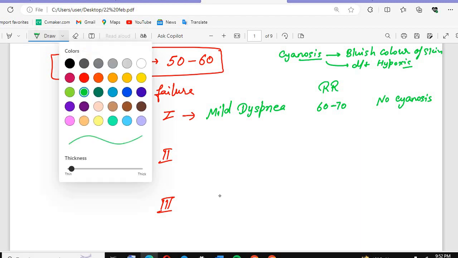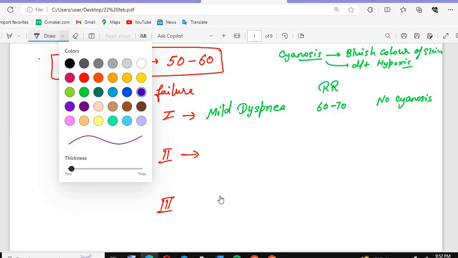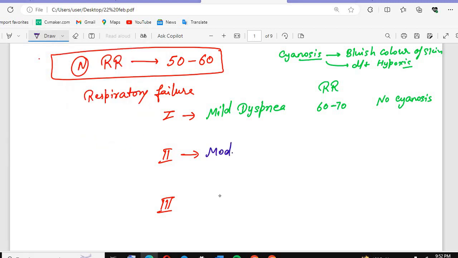Can that be the answer? No. In the questions we have severe cyanosis. The second option says we will have moderate dyspnea. In the second respiratory failure, we see moderate dyspnea, a respiratory rate of 70 to 80, and the patient will have acrocyanosis. This is moderate cyanosis. Some amount of oxygen is present, but there is a deficiency of oxygen, due to which there is acrocyanosis, meaning some part of the body is bluish and some part is normal.